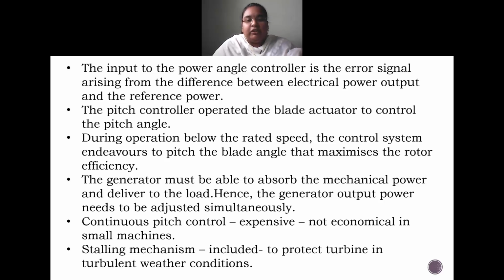The generator must be able to absorb the mechanical power and deliver it to the load. So we need to make sure that the generator we establish takes the mechanical power and delivers it to the load. If the operation is below the rated speed, we are making sure that the rotor efficiency is maximum. If the rotor efficiency is maximum and we are monitoring it continuously, then the mechanical power we get will also be varying continuously. So we need to make sure that whatever the mechanical power variations are, those are absorbed by the generator and delivered to the load.